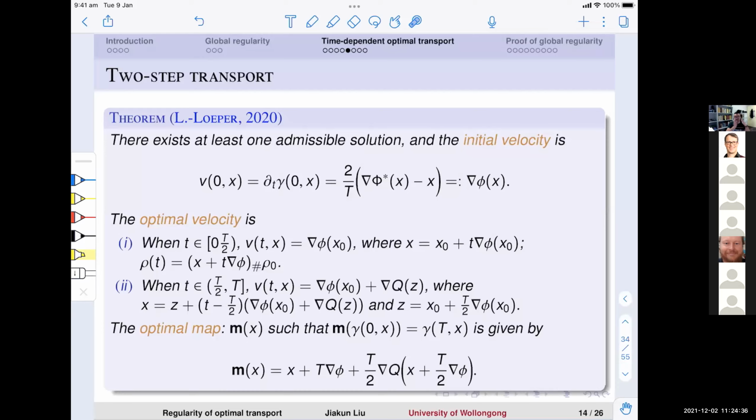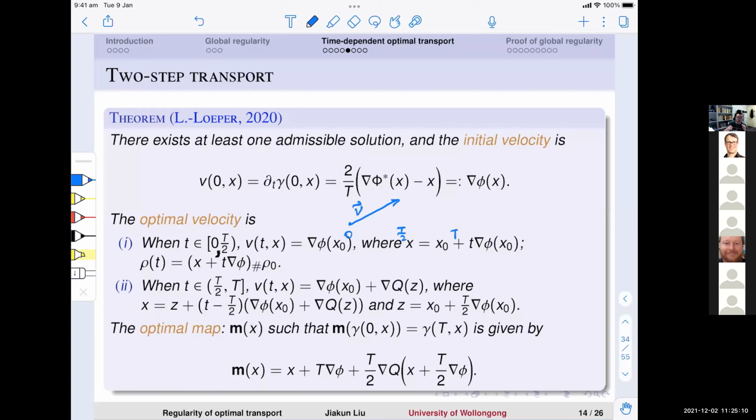So initially we can calculate the velocity, the vector field, and moreover, the optimal velocity is given by the following. When the time is from 0 to half T, each star is actually moving along a constant velocity. This is time 0, this is time half T, this is time T, okay? So it's moving along a constant velocity.